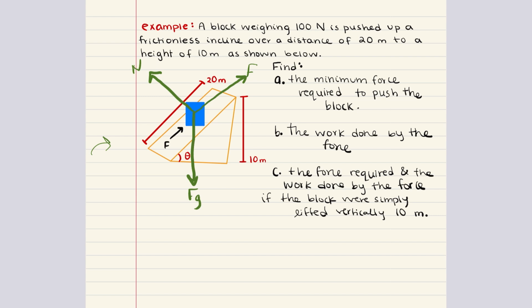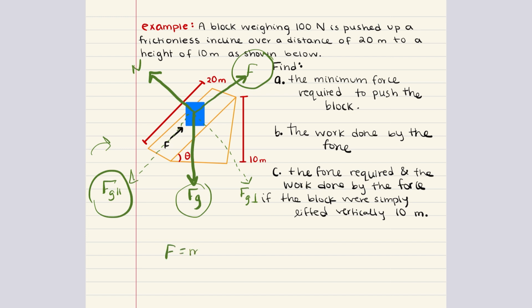Now, the minimum force needed to push the block is a force that's going to push the block with no acceleration parallel to the surface of the incline. So this means that the magnitude of the applied force is actually going to equal the parallel component of gravity. So if we resolve our gravitational force into its parallel and perpendicular components, the magnitude of the applied force is equal to that of the parallel component of gravity.